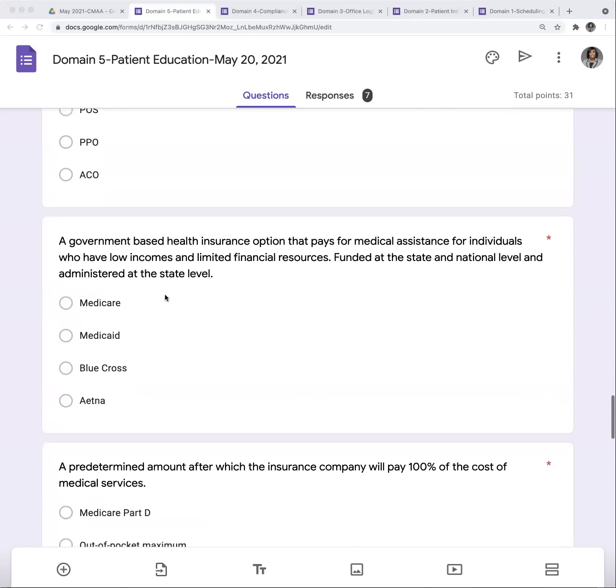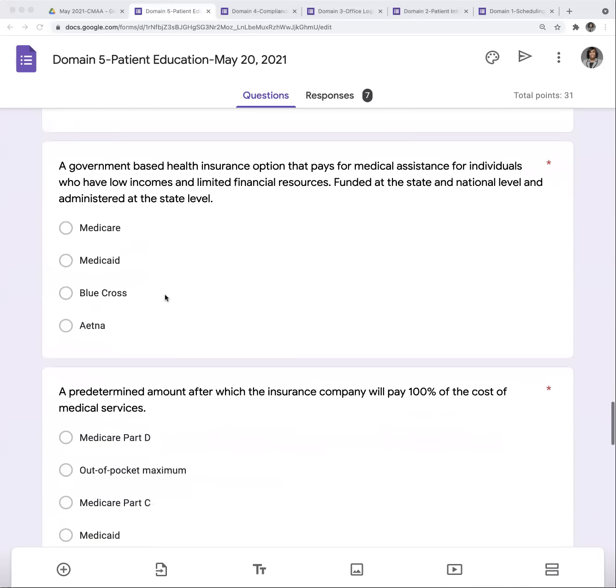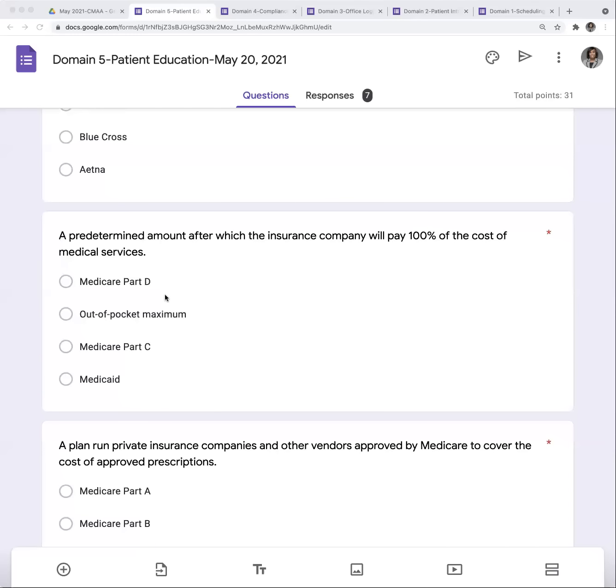Government-based health insurance that pays for individuals that have low income or limited financial resources. Medicaid. A predetermined amount after which the insurance company will pay 100% of the cost. Out of pocket maximum.